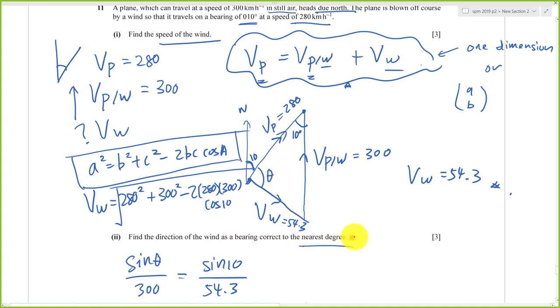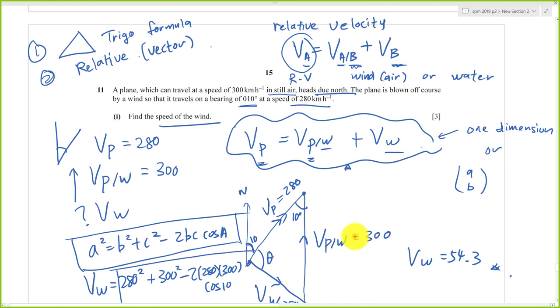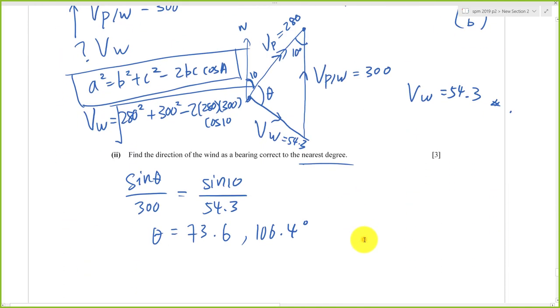But here, do they say anything about an obtuse angle and so on? No, right? If they don't, then my bearing of the wind can be either this angle, I call it 74 plus 10, which is 84, or this one, I call 107 plus 10, 117.